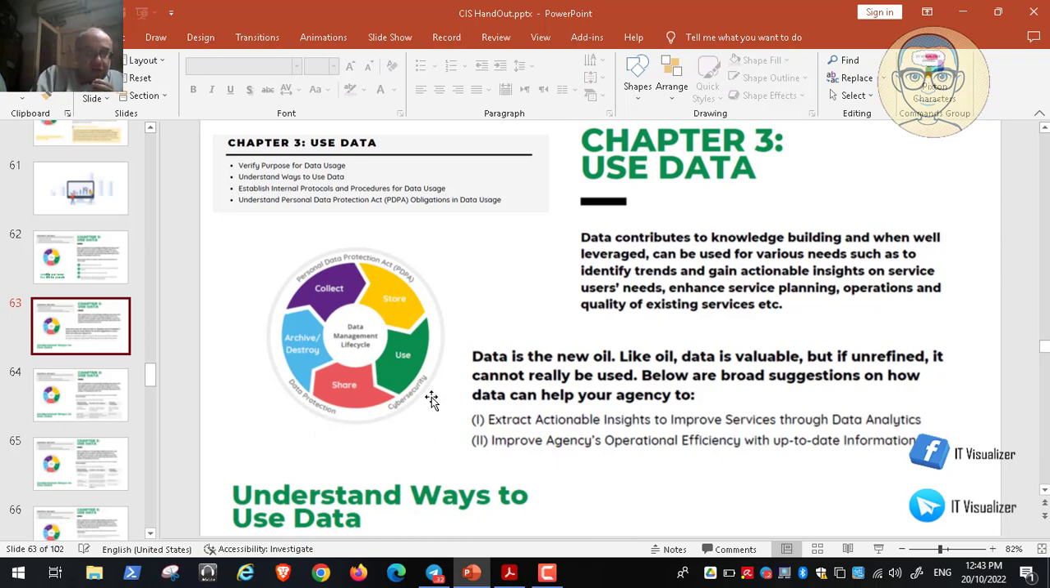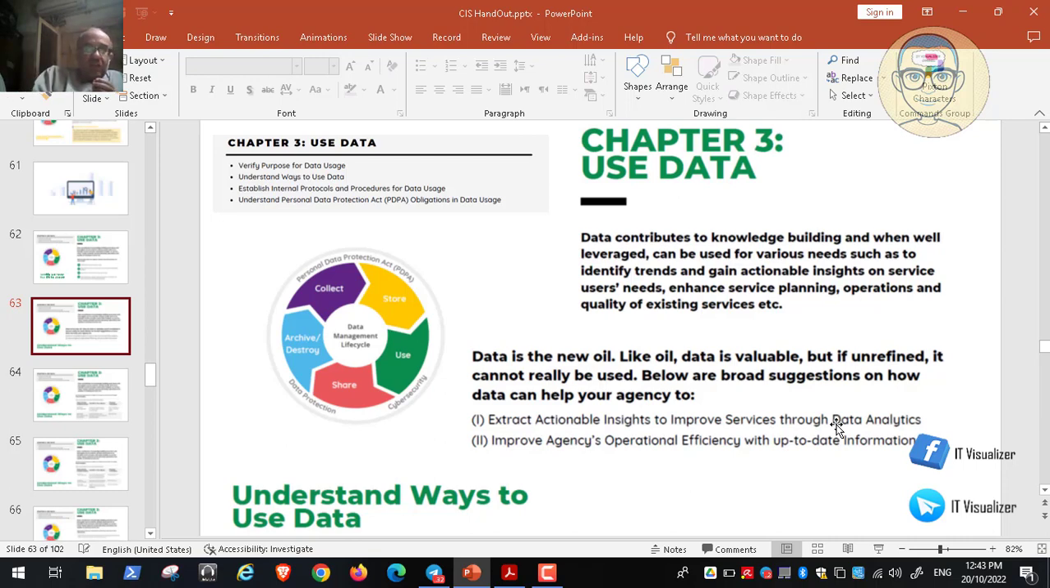Anyway, so he's saying here that data is like oil. It is raw, but when it is refined, it is very valuable, okay. So here are two suggestions for how you can analyze the data. First, create actionable insights to improve services through data analysis. So he's saying here that you should analyze the data.